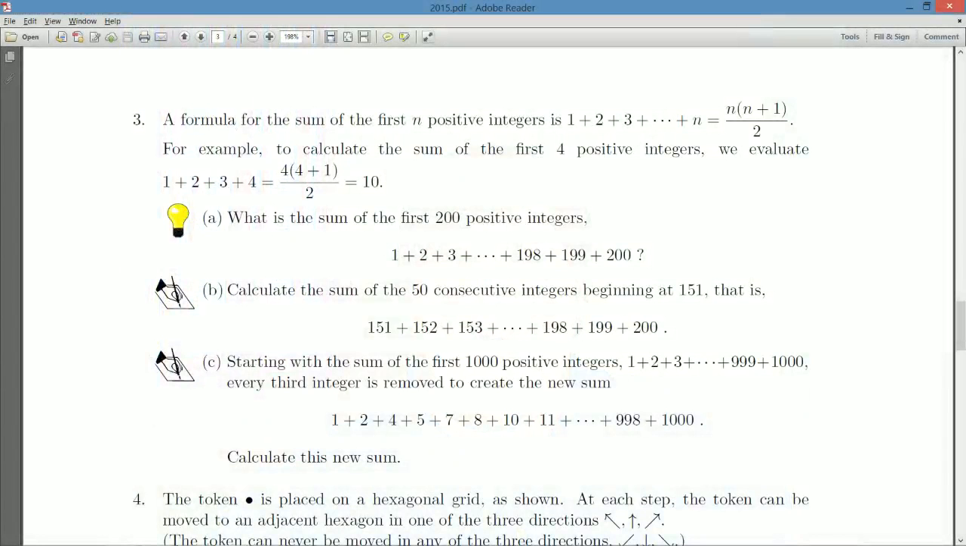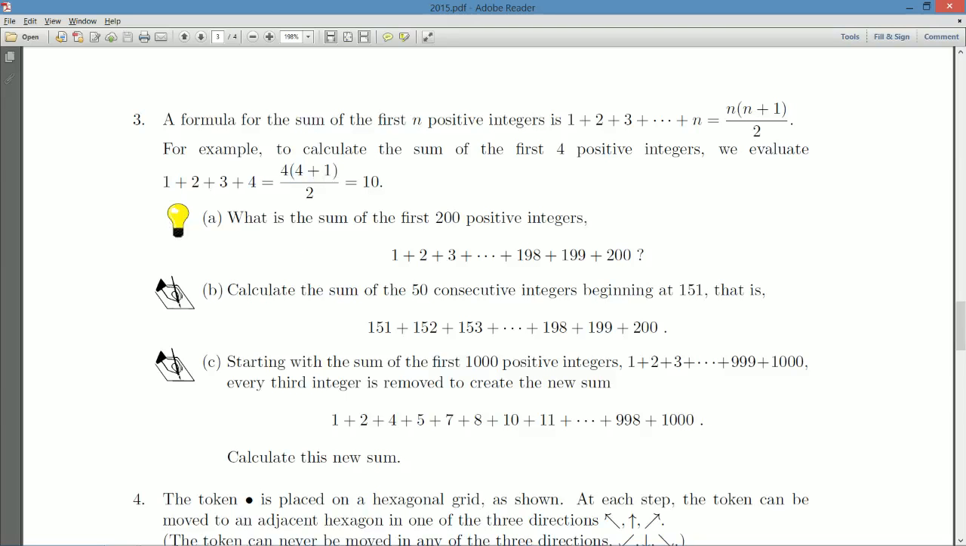A formula for the sum of the first n positive integers is 1 plus 2 plus 3. I mean, this is just the expression of the sum of the first n positive integers. So a formula for the sum of the first n positive integers is n times n plus 1 over 2. For example, to calculate the sum of the first 4 positive integers, we evaluate 1 plus 2 plus 3 plus 4. And we can do that in our heads.